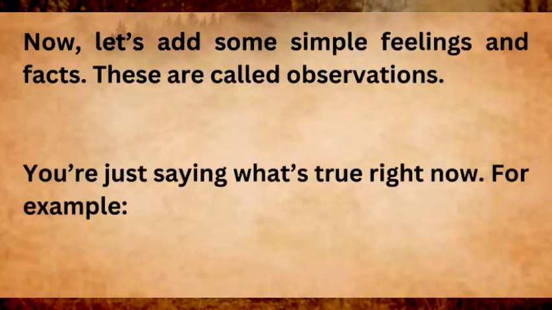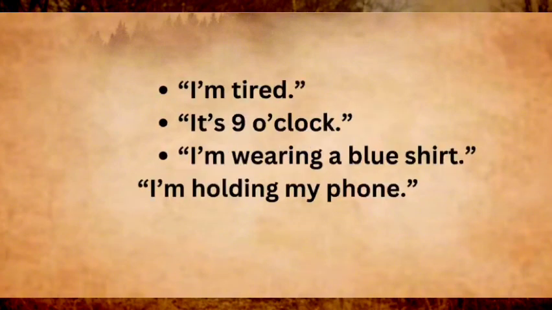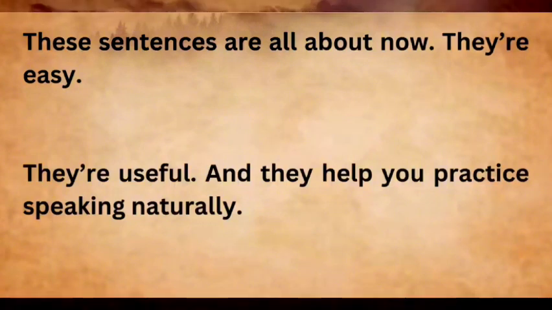Now let's add some simple feelings and facts. These are called observations. You're just saying what's true right now. For example, it's sunny today. It's raining. I'm hungry. I'm tired. It's 9 o'clock. I'm wearing a blue shirt. I'm holding my phone. These sentences are all about now. They're easy, they're useful, and they help you practice speaking naturally.